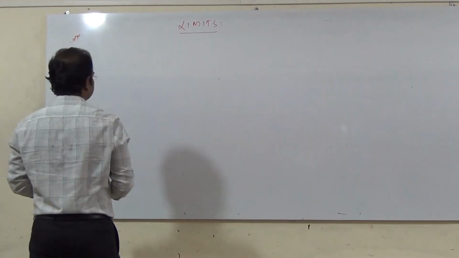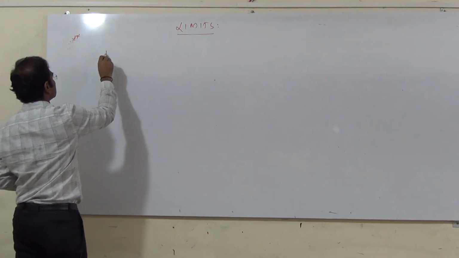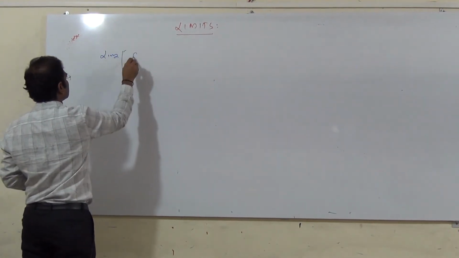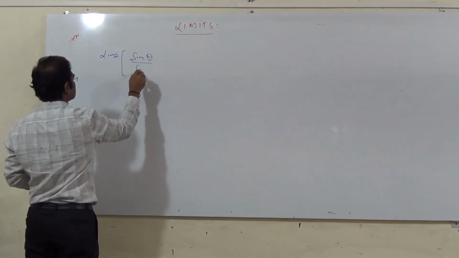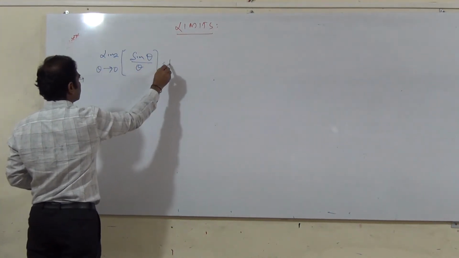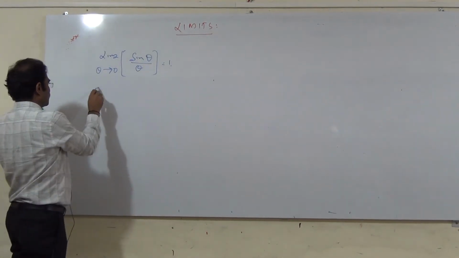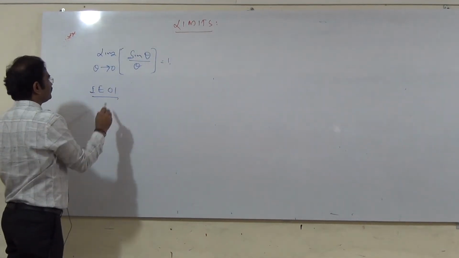What is the rule? The limit of sin theta by theta as theta tends to 0 is equal to 1. Some illustrative examples. Illustrative example number 1.